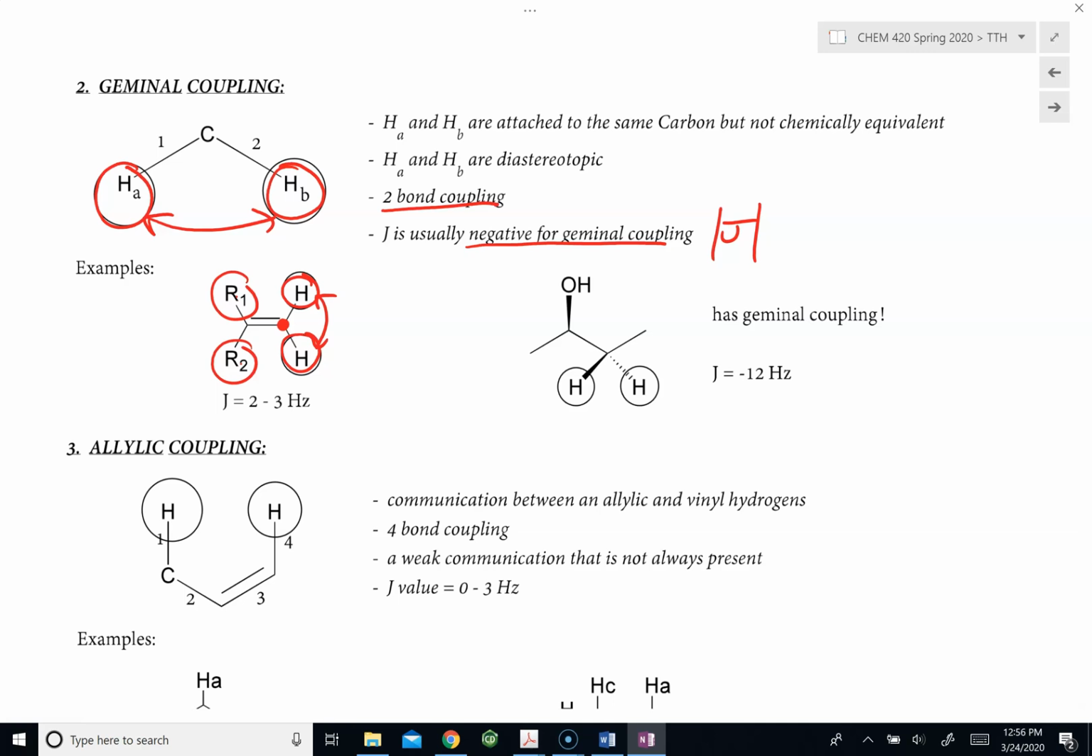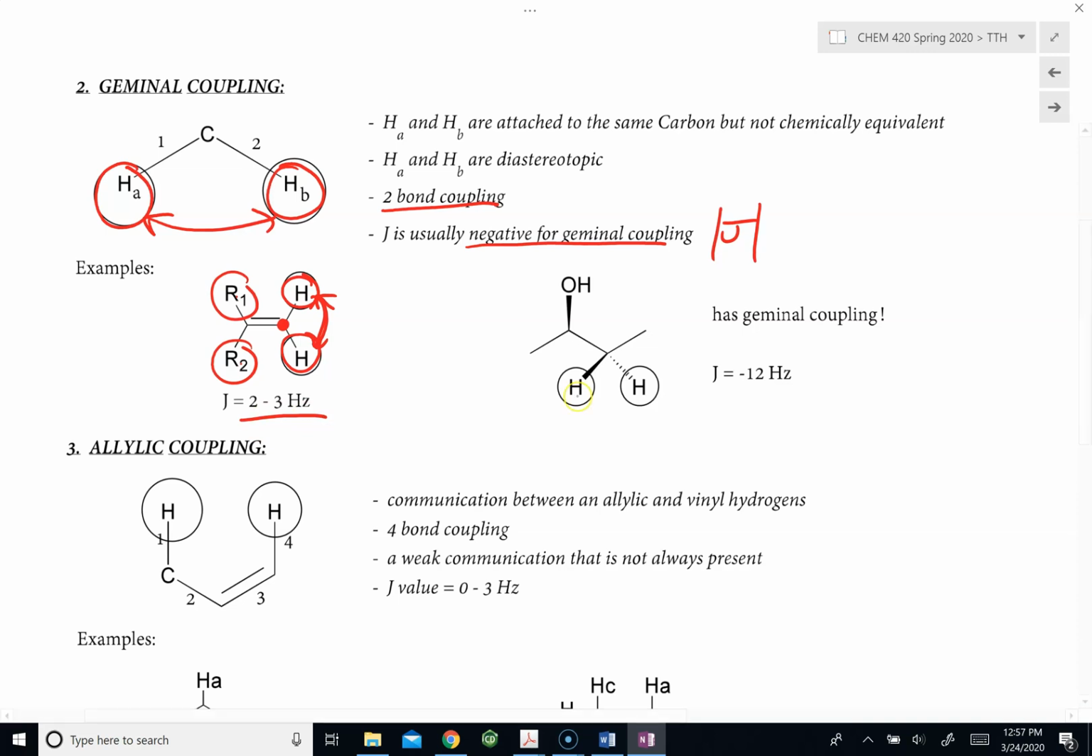Now, it's important to remember the following. The hydrogens would only communicate with each other if they are different. Similar hydrogens do not communicate with each other, but they would communicate with different hydrogens. So here in this case, these two hydrogens are communicating through the geminal coupling. And the J value here is between 2 to 3 Hz.